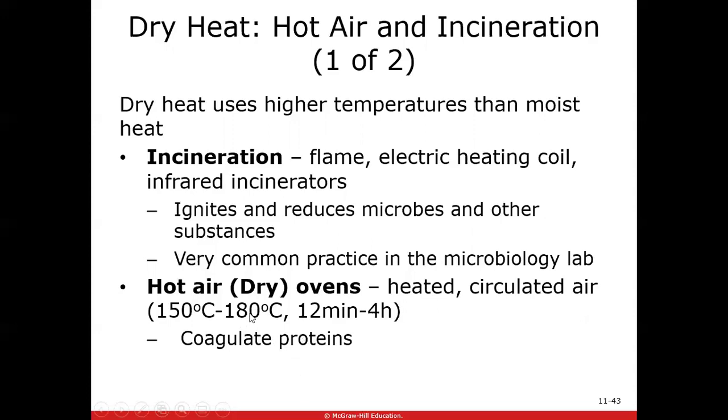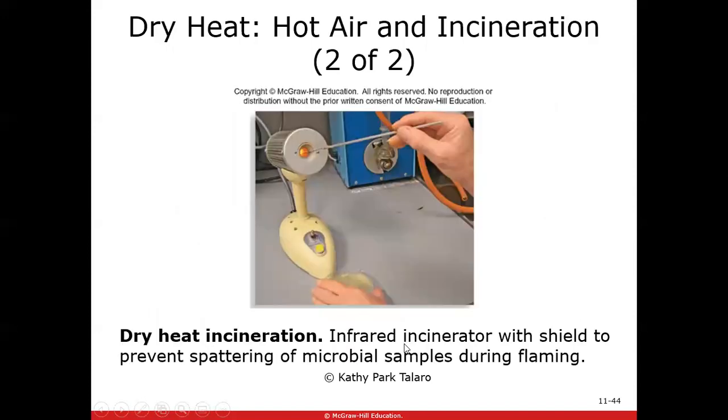Then you have hot air or dry ovens, which use heated circulated air at 150 to 180 degrees Celsius for 12 minutes to 4 hours. And that has a tendency to coagulate proteins. This is another form of dry heat incineration. This has the infrared incinerator and has a shield to prevent scattering of microbial samples during the flaming.